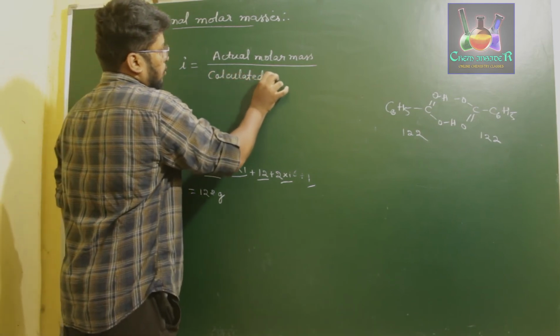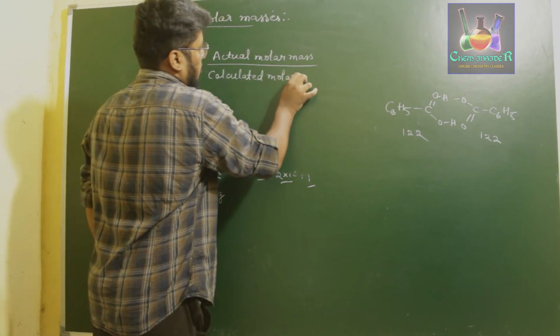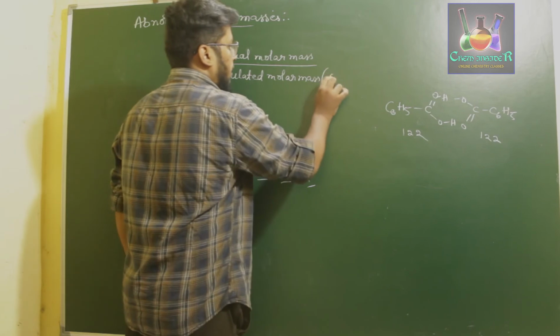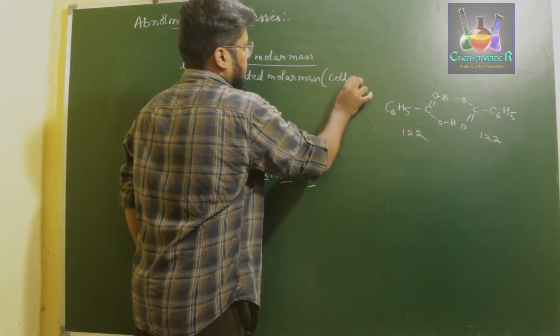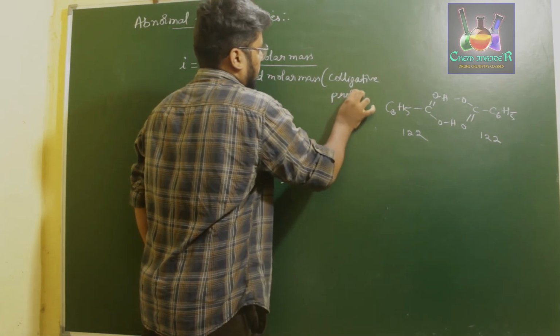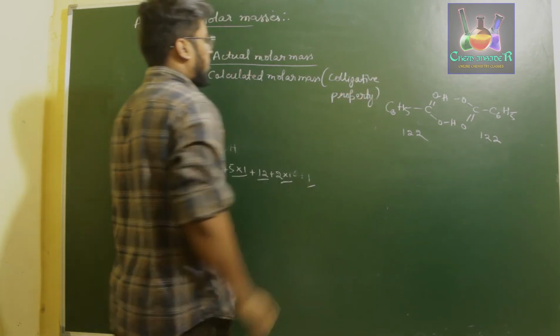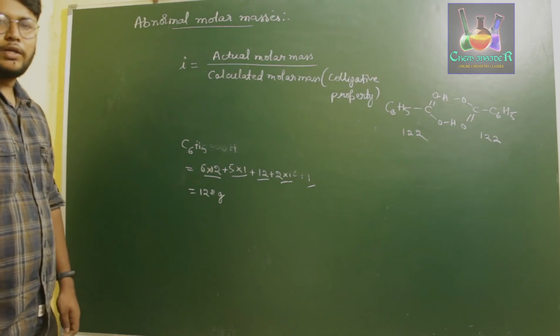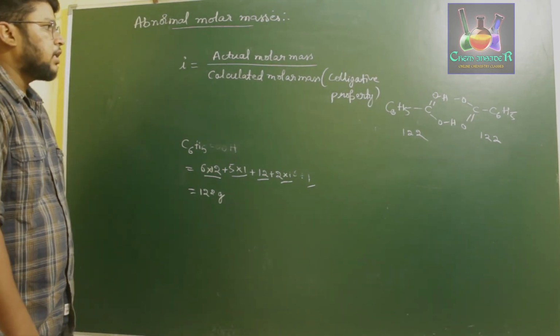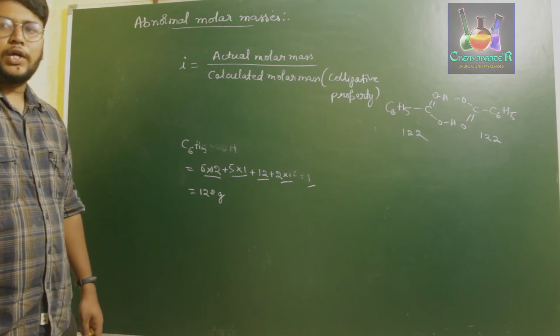Calculated molar mass obtained by any one of the colligative properties. So i, that is the Van 't Hoff factor, is defined as i is equal to actual molar mass divided by the calculated molar mass from a colligative property.